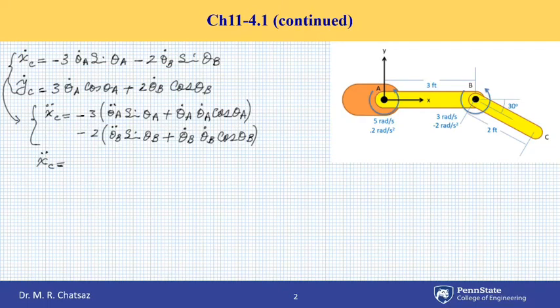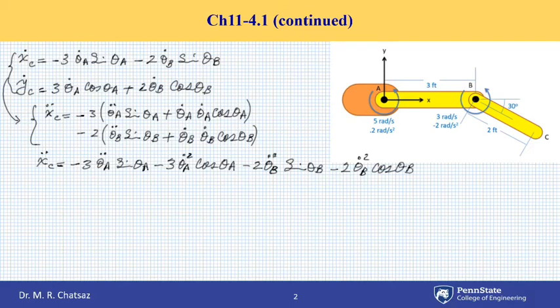Now all of this is the x component of acceleration, which can be simplified as x double dot of c equal to minus 3 theta double dot A sine theta A minus 3 theta dot A squared times cosine theta A, and then I have minus 2 theta double dot B sine of theta B minus 2 theta dot B squared cosine theta B. So this is the x component of acceleration.